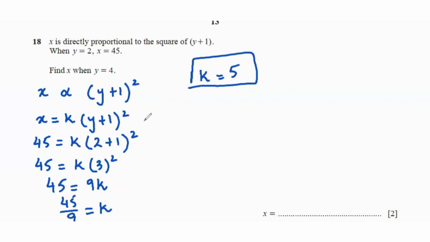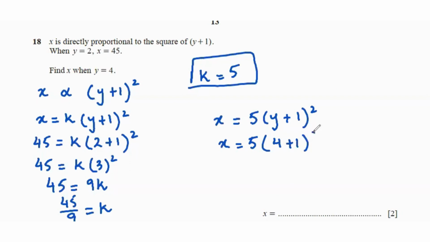Replace this value back into the formula that we were creating. X equals 5 times (y plus 1) whole squared. Now we find the value of x when y is 4. So put y equals 4 in the equation. 5 times 5 squared, and that's going to be 125. That is your answer.